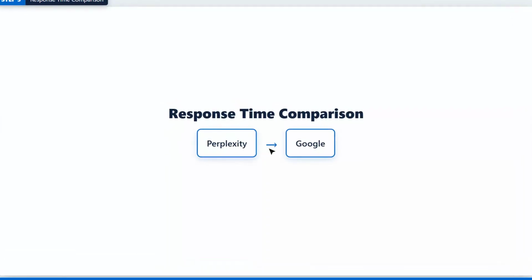Here is a diagram comparing the response times of Perplexity and Google, illustrating how much faster Google typically responds to queries, often returning results within fractions of a second compared to Perplexity's longer processing times, which can delay responses by several seconds or more in certain scenarios.